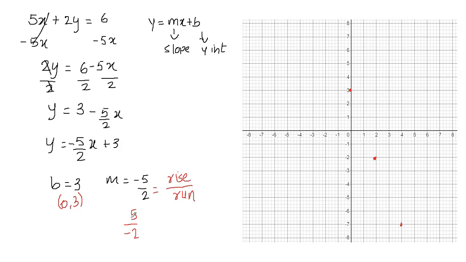Now, my rise is positive. That means I can go up 5. So I'm going to go up 5: 1, 2, 3, 4, 5. And since my run is negative 2, I'm going to go to the left 2: 1 and 2, and I got my other point. I can keep doing that to plot some more points on the graph. But since I got 4 points, I'm just going to connect these points to make a nice straight line. And you can see that I've got a nice straight line.